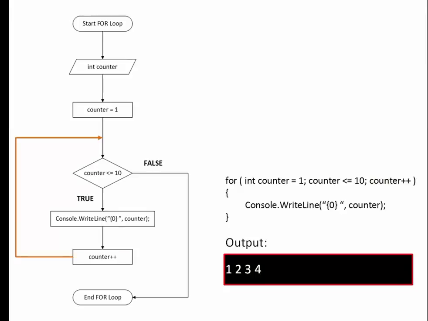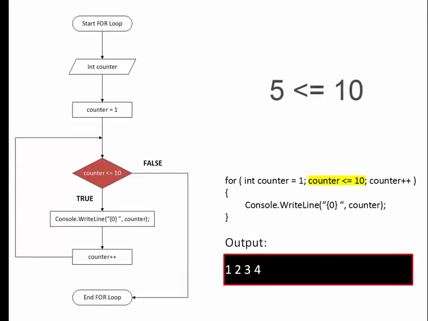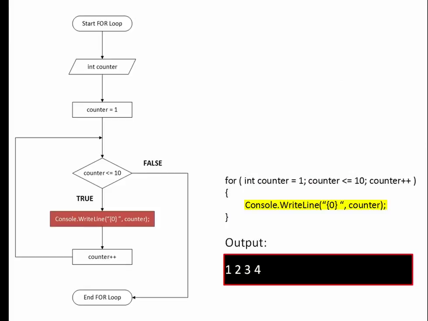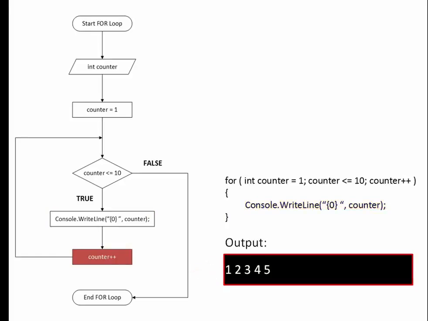We move back to the beginning. The loop continuation condition evaluates to true because 5 is less than or equal to 10, so we continue. The code within the for loop will print counter's current value. The 5 is now displayed on the screen. The control variable is incremented, so counter goes up from 5 to 6.